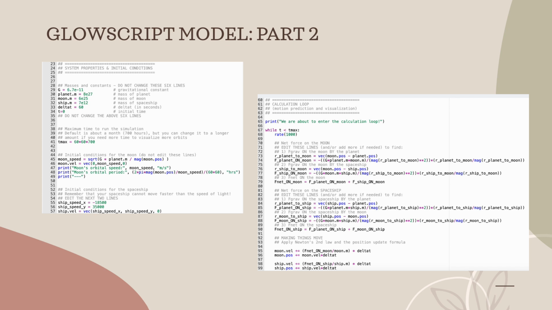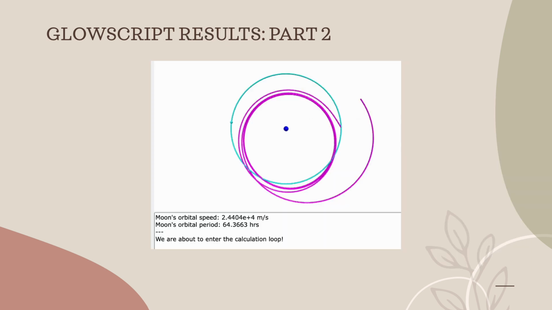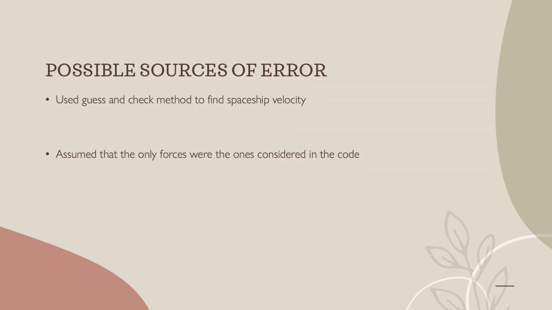So we found a bunch of different forces. We found the net forces on the moon by finding the force of gravity on the moon by the planet and by the spaceship, and then finally F net on the moon. And then we did the same or similar procedure for the spaceship. We also applied Newton's second law and the position update formula to help us calculate everything. And then over here, you can see the moon's orbital speed, the moon's orbital period, and then the moon, spaceship, and planet from the GlowScript image.